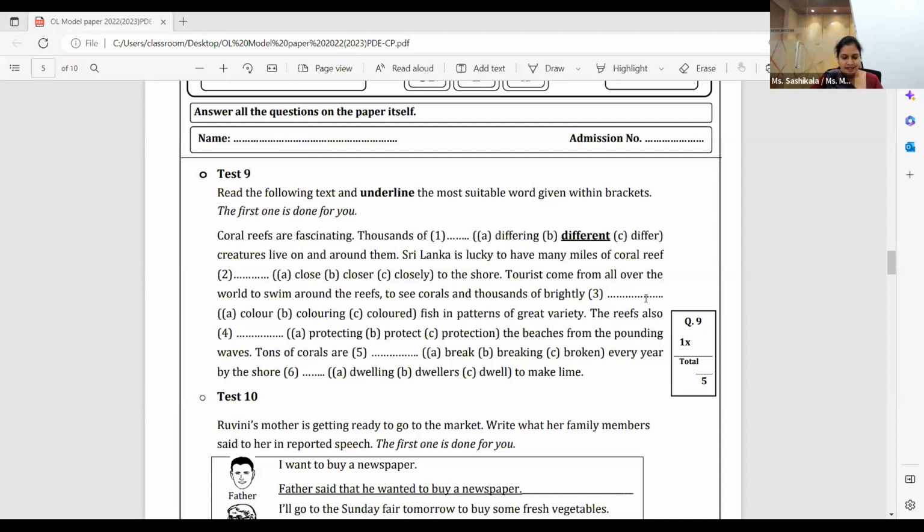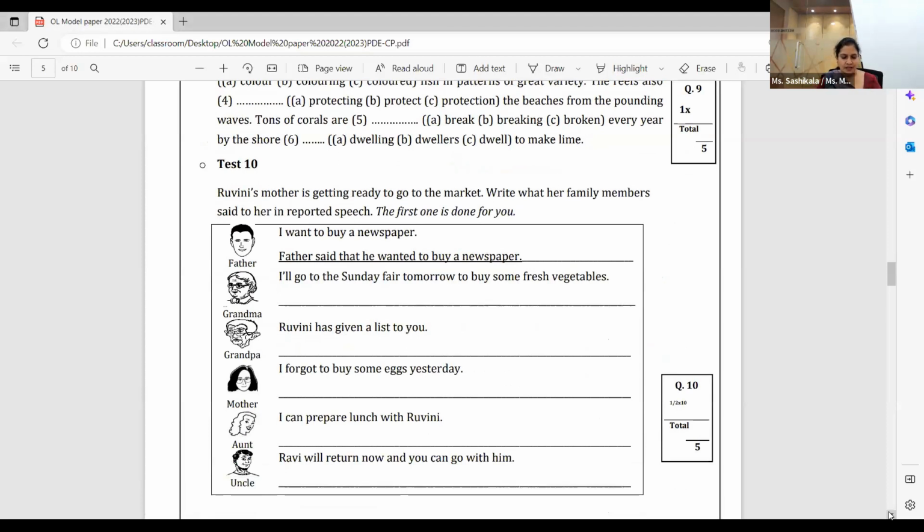Now test number 10. I think this is one of the very interesting grammar activities that you like a lot. We'll see what it is. Right. Now, the instructions are given like this. Ruvini's mother is getting ready to go to the market. Write what her family members said to her in reported speech. The first one is done for you. Now, Ruvini's mother is getting ready to go to the market. All the family members said different things to her, and you have to report what they have told.